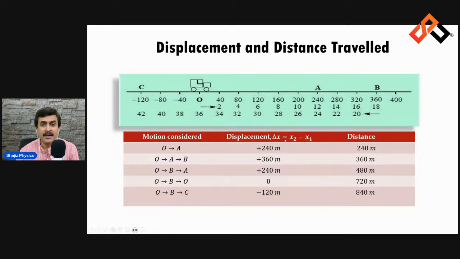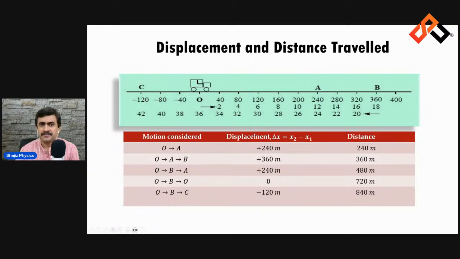So by comparing these two tables, we can arrive at certain conclusions. The first thing is displacement needs to be represented along with direction. But in the case of distance, we need not mention any direction. Direction is irrelevant in the case of distance traveled, but for displacement, direction is relevant and important.